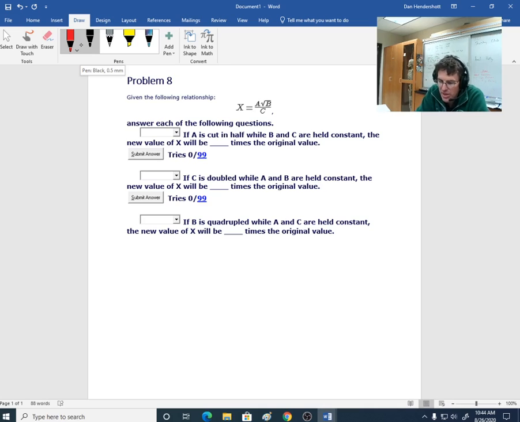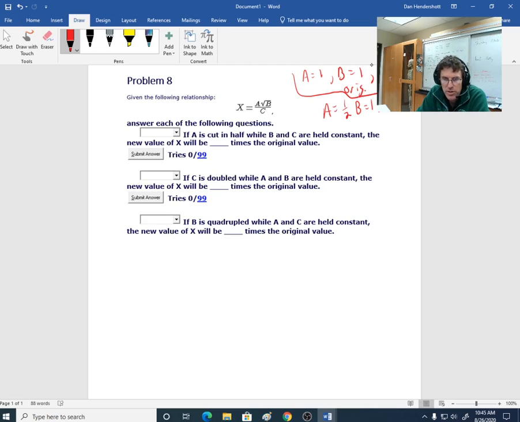Okay, if you get confused, what you could do is say, what if I assume that A is 1, B is 1, and C is 1 originally? So now, if B and C are held constant, they'll still be 1. And then A is cut in half. So what's half of 1? That's a half. When you plug these in here, what's a half times the square root of 1?